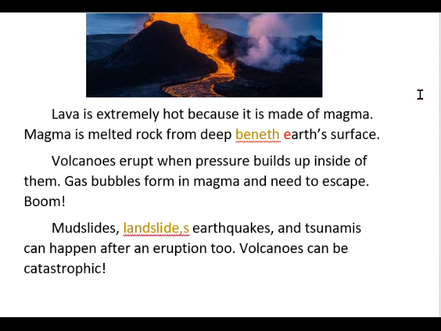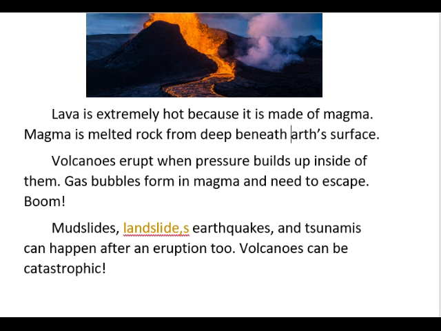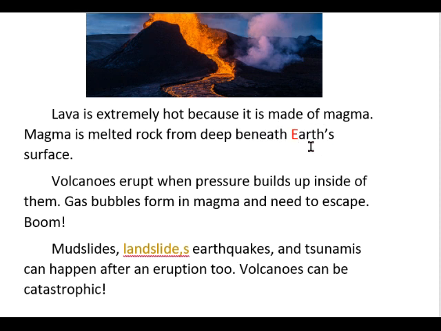Lava is extremely hot because it is made of magma. Magma is melted rock from deep beneath Earth's surface. So beneath, right now this word is beneath. I need that A to help letter E say its name. Earth is also the name of our planet. That means I need to give it an uppercase E. It is a proper noun.